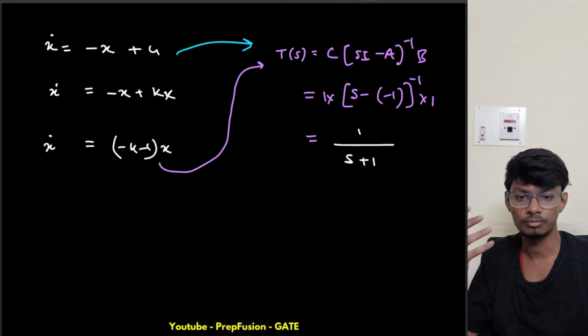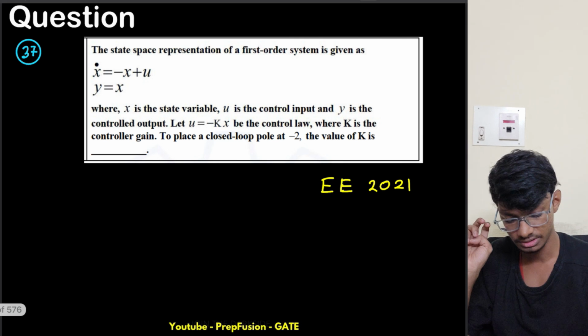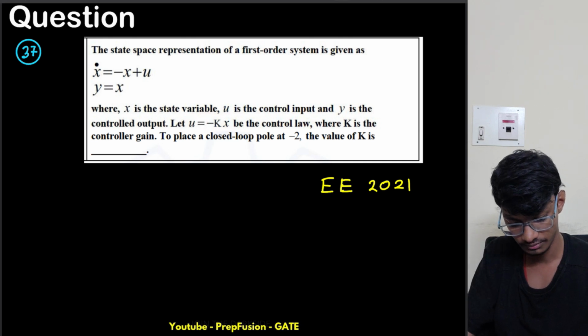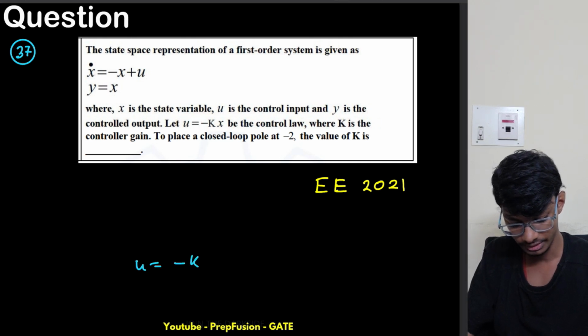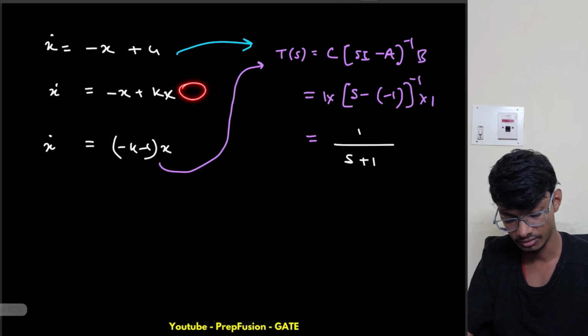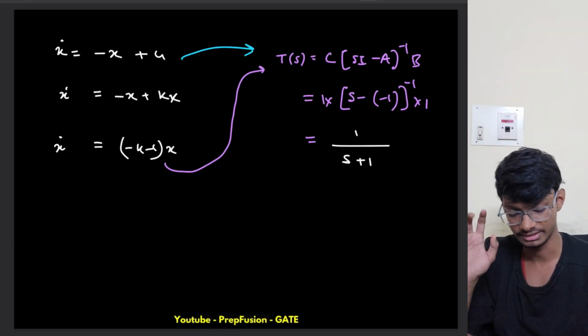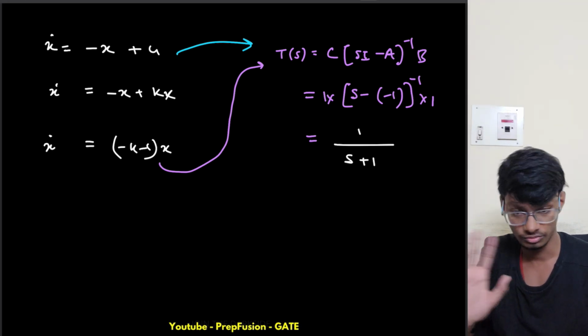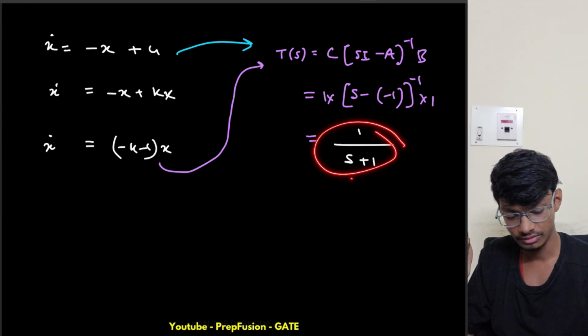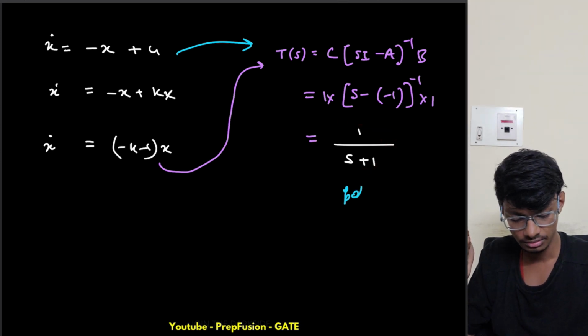For the poles to shift, the main thing is they have done one thing wrong: u should be equal to minus kx plus r of t also. If this r of t had remained here, then we wouldn't have an issue. So that thing they have done wrong, but you don't need to get too confused. So this is one way, and here you can see the pole is at -1.